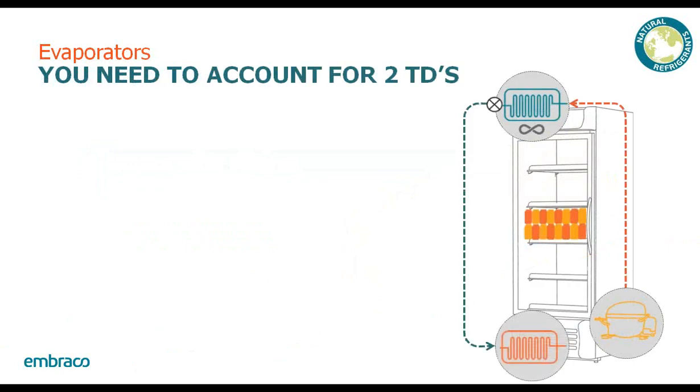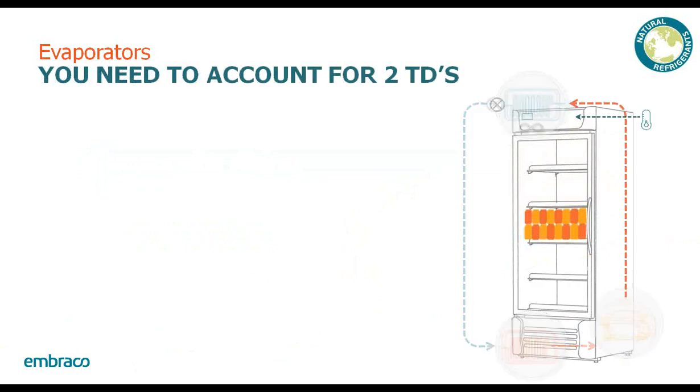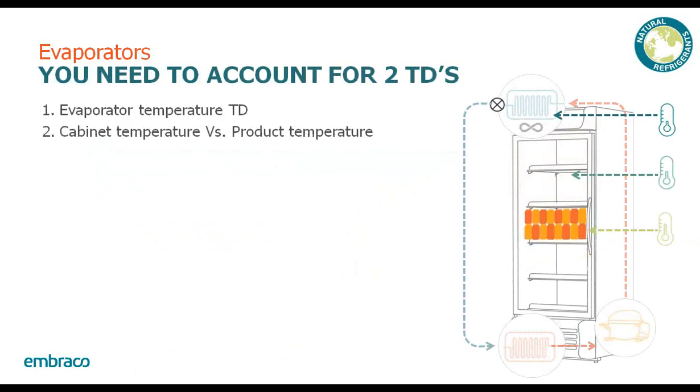When designing our evaporator, we need to account for two TDs. These temperature differences can be driven by the efficiency of your evaporator. First TD to look at is the cabinet temperature versus your product temperature. Typically, this is going to be 8 to 15 degrees of a delta between your actual food temperature and the temperature in the cabinet.